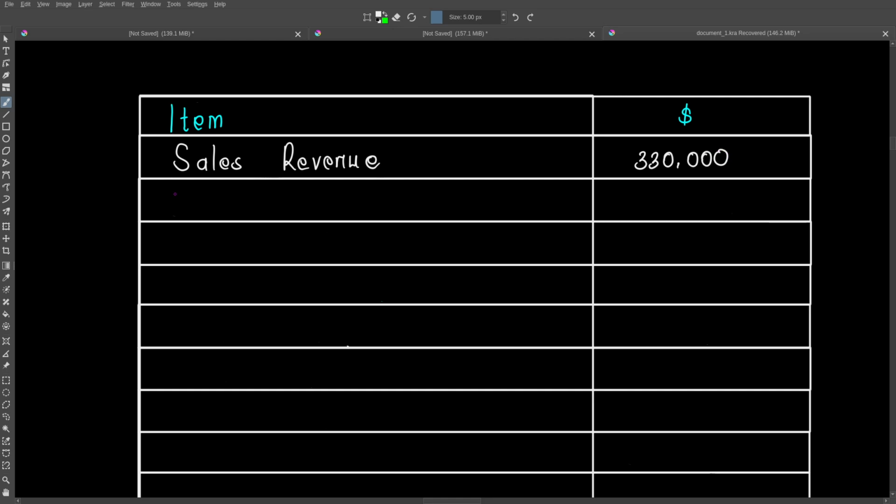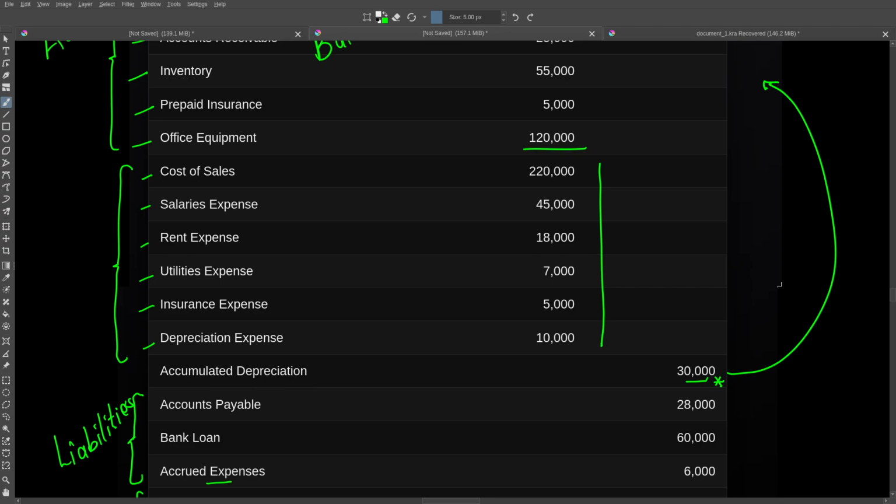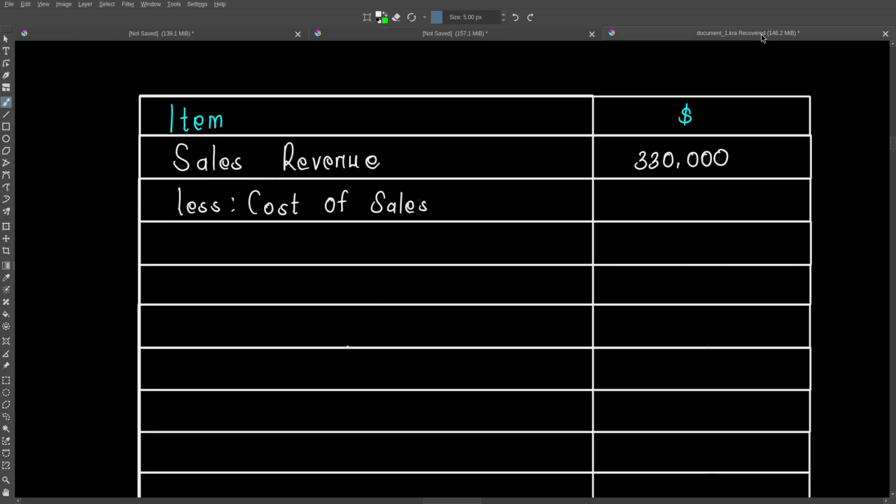Okay. Then we are going to less cost of sales. What is cost of sales? Cost of sales is the direct cost that relates to what you're selling. For example, when you go buy goods, the cost of buying those goods is your cost of sales. And in our case here, we've been given the cost of sales balance as 220,000. So here we are going to less 220,000.